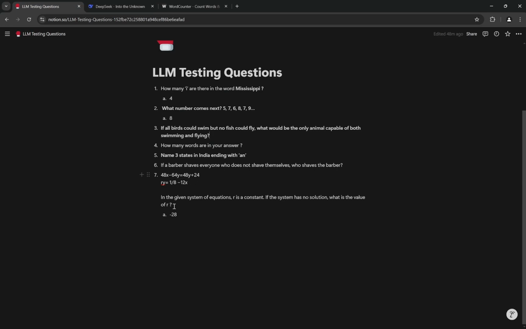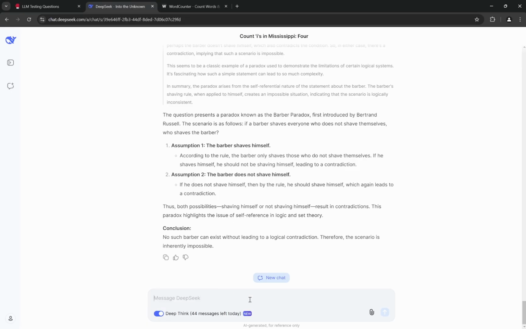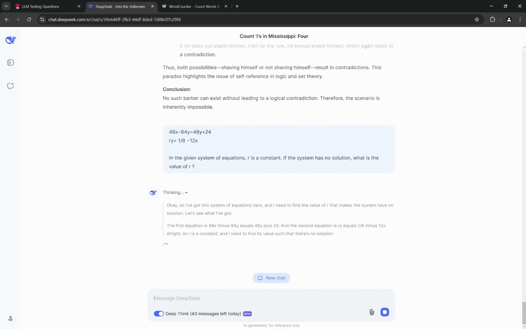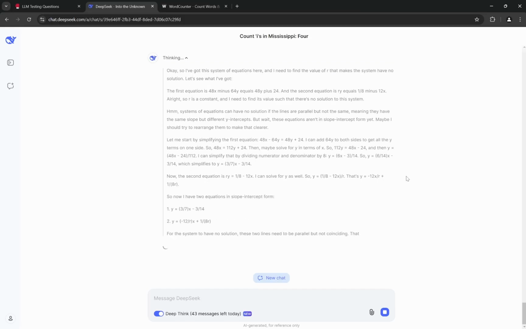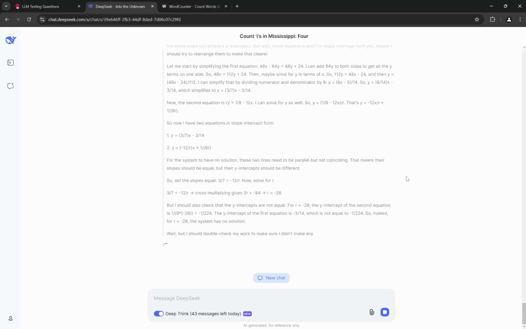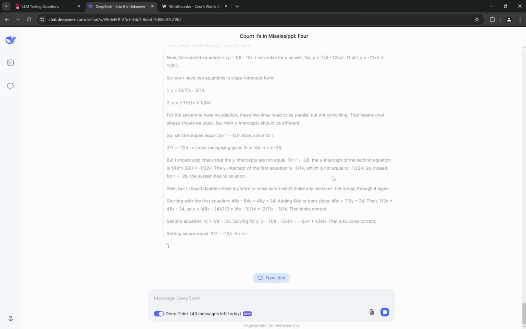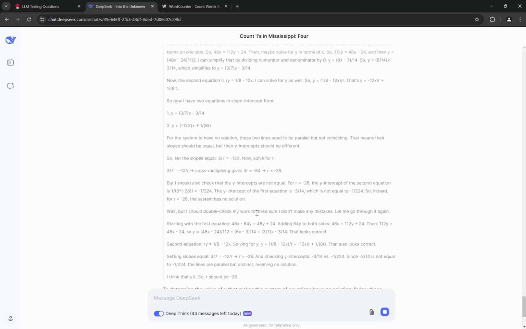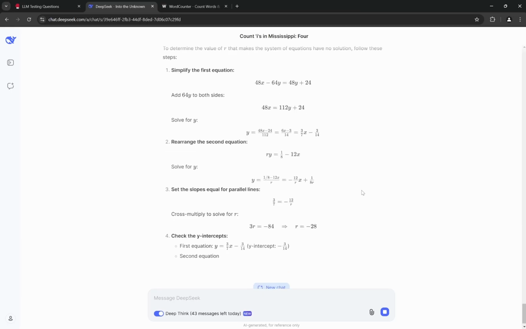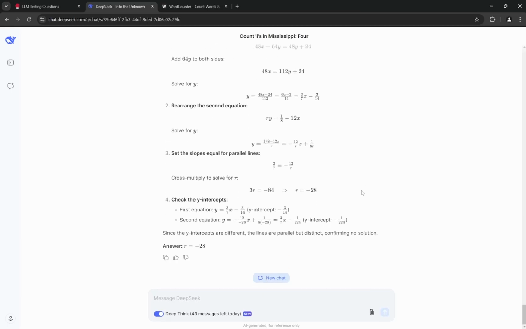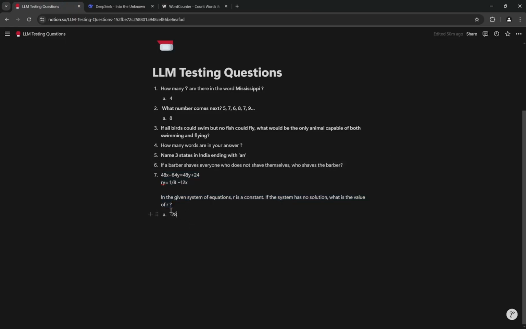Now the next one is a math problem. This is the last one, and the answer is -28. So I'll give this to see whether it is good at math or not. You see, this is the interesting part which I like. "Wait, but I should double check my work to make sure I did not make any mistakes." This is something which makes this model pretty amazing. So you can see the answer is exactly correct. R is -28, and that was the answer.